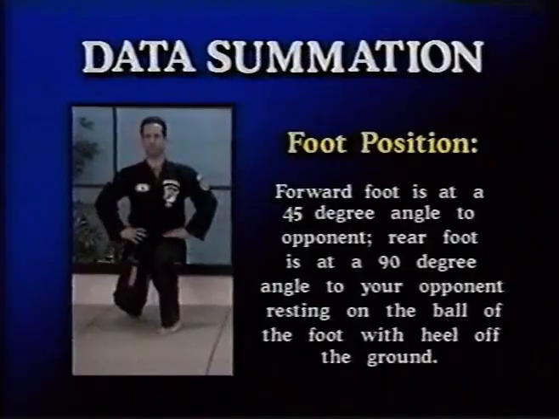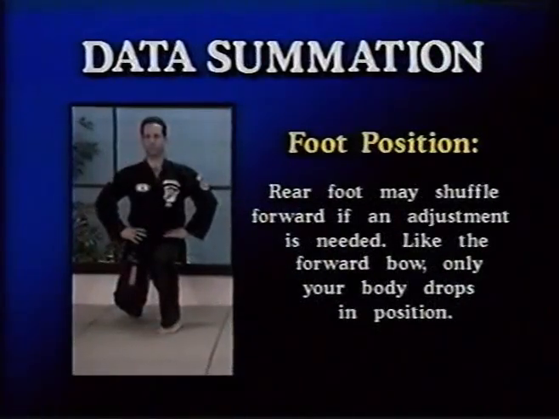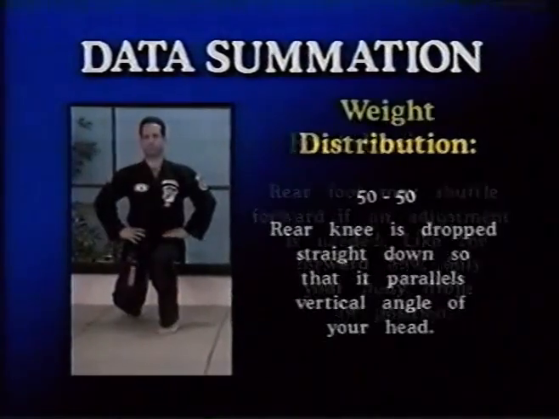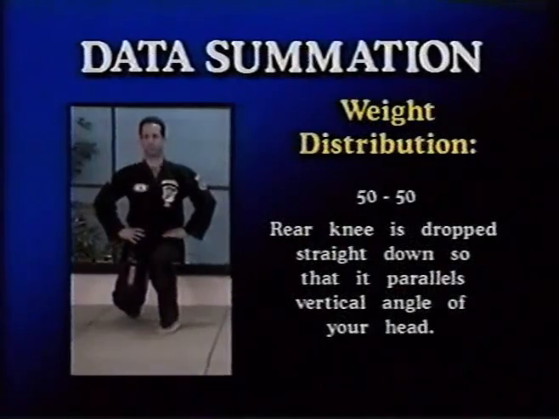That is the summation of the close kneel. Foot position. Forward foot is at a 45-degree angle to your opponent. Rear foot is at a 90-degree angle to your opponent, resting on the ball of the foot with the heel off of the ground. Rear foot may shuffle forward if an adjustment is needed. Like the forward bow, only your body drops in position. Weight distribution, 50-50. Rear knee is dropped straight down so that it parallels the vertical angle of your head.